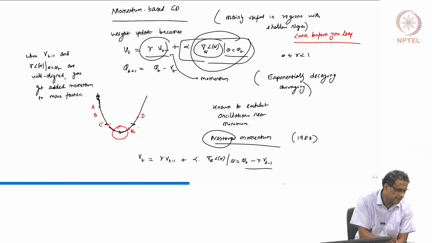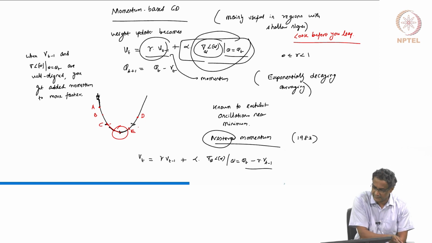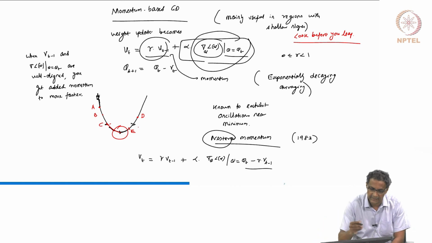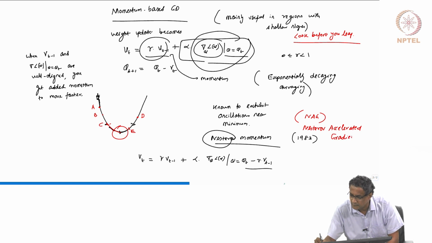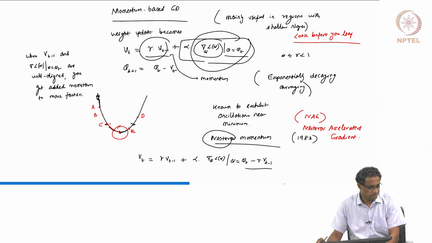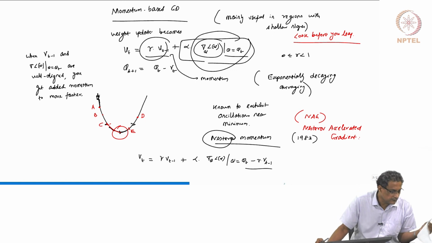Yeah, so I'm not writing the explanation at all, but I hope you've understood what this means. This is sometimes also called NAG, Nesterov accelerated gradient. So some people call this NAG, which is Nesterov accelerated gradient. This is some 83 work.